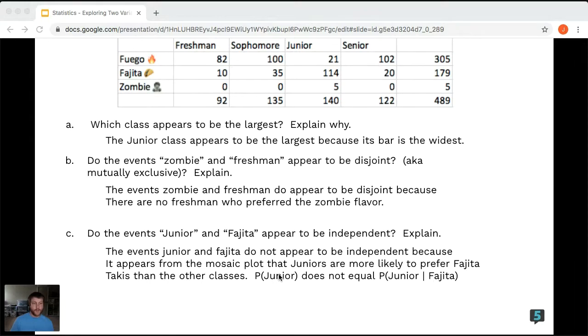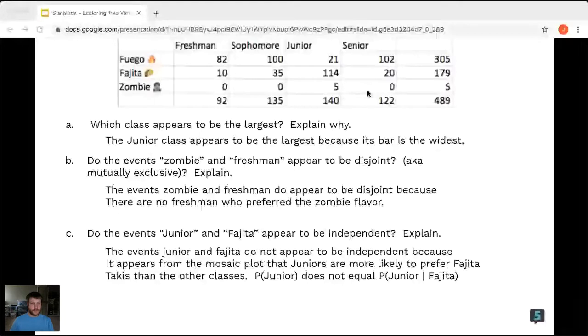So the probability of being a junior is 140 out of 489, okay? And that is not going to be equal to the probability of being a junior given that you're fajita. So 114 over 179. Clearly, those two proportions are not going to be equal to each other. 114 over 179, not equal to 140 over 489. Okay. So that means they would not be independent of each other. So with a two-way table, you can actually prove it with the numbers. With a mosaic plot, you kind of just have to state that it appears that there's not, and that sort of thing.